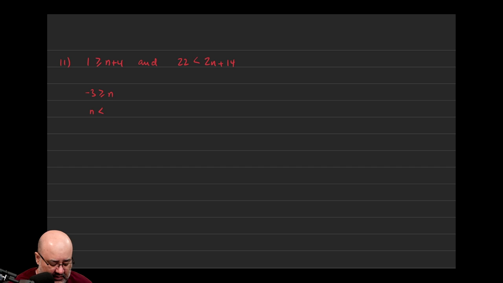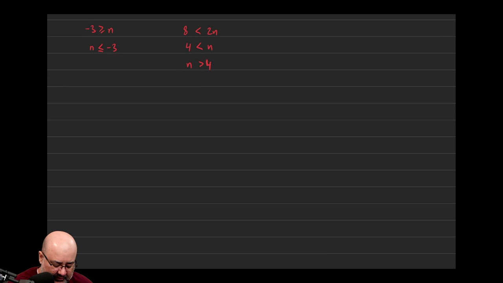I'm just going to rewrite it so that the variable is on the left side. Here we can subtract the 14, which gives me 8 is less than 2n. Divide both sides by 2, which gives me 4 is less than n. And then rearrange it so that the variable's on the left. Oops. N is greater than 4.